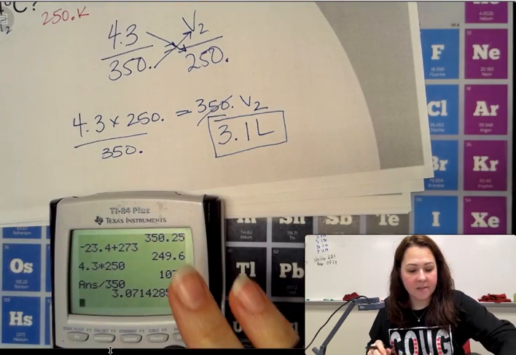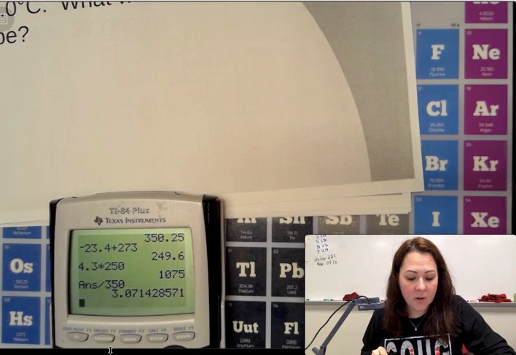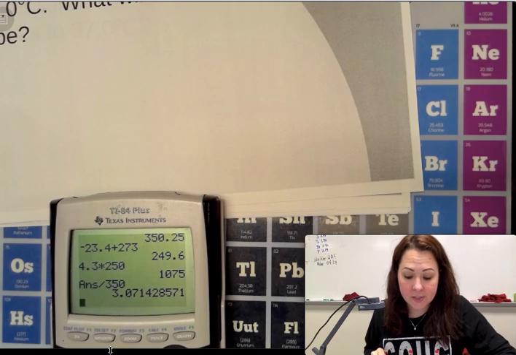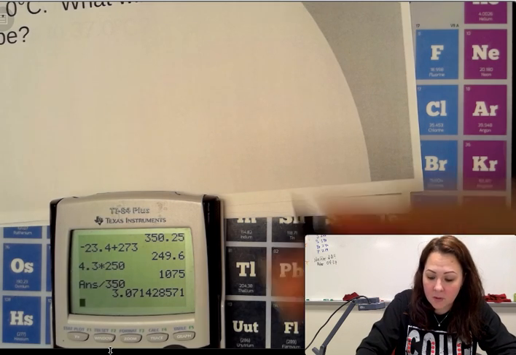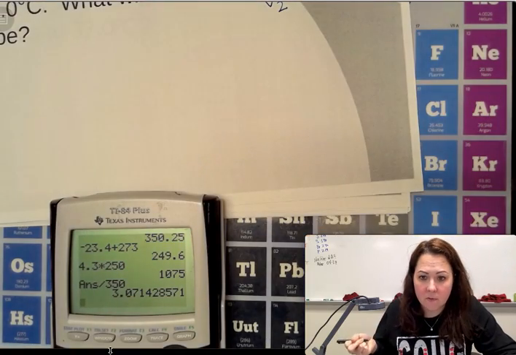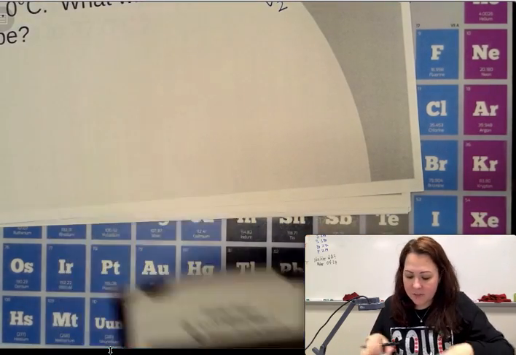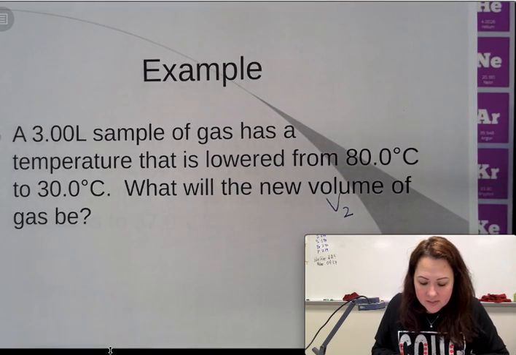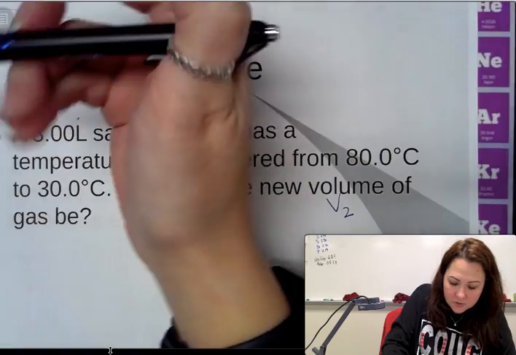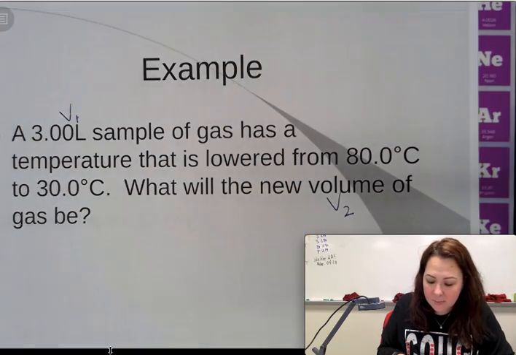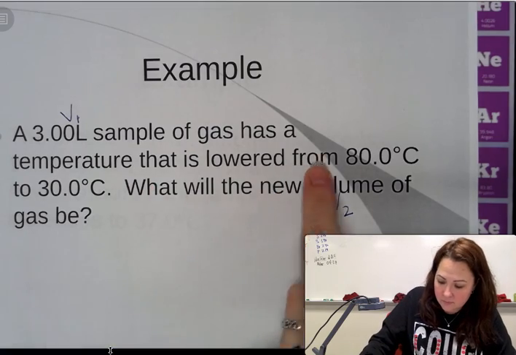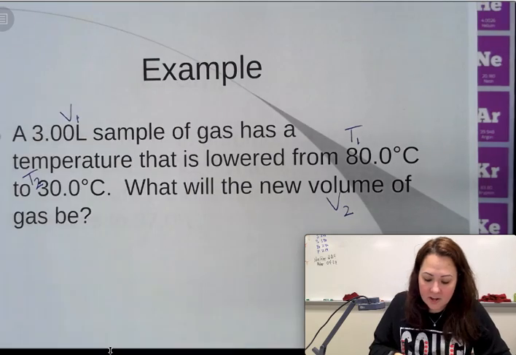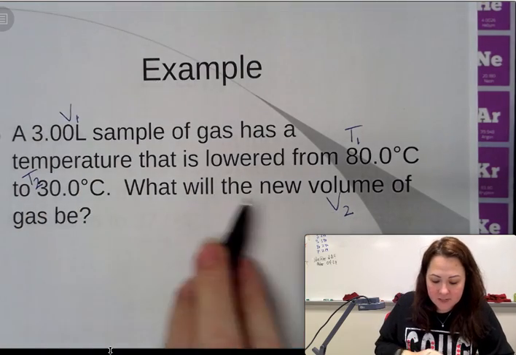To show you a second example, it says a 3-liter sample of a gas has a temperature that is lowered from 80 degrees to 30 degrees Celsius. What is the new volume? So again, we're solving for V2. You don't always solve for V2, but for some reason, both of these examples that I picked solve for V2. It says that I'm starting with a 3-liter sample, so that's V1. And the temperature is lowered from 80, so that's my first temperature, to 30. So I have V1, I have V2, I have T1, I have T2.